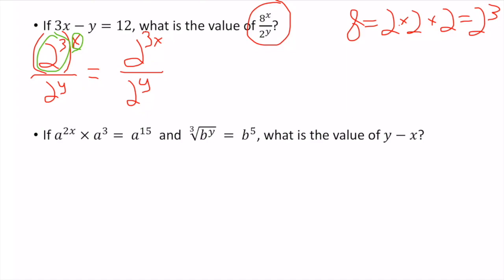Okay, so my bases are the same. My bases are 2, and I'm dividing them out. So what I want to do is rewrite my base: 3x minus y.